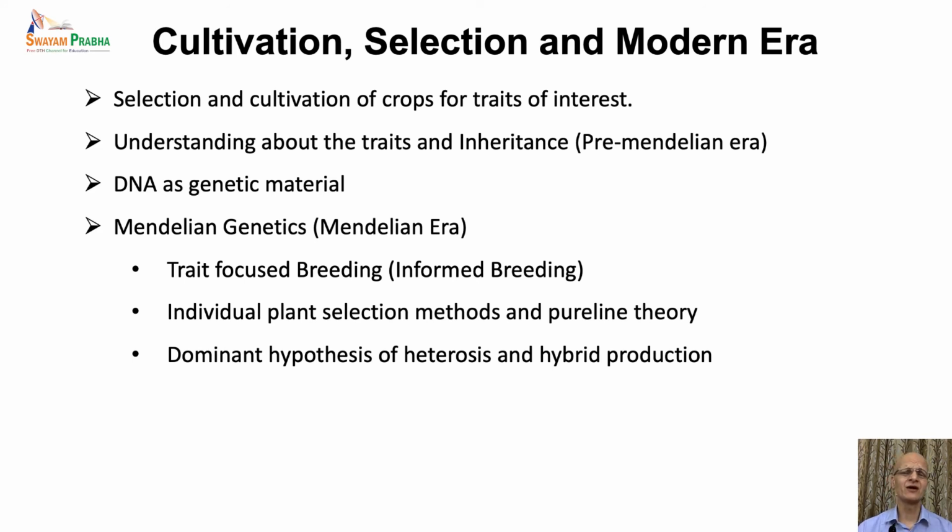Some of the major hallmark developments that resulted from the discovery of DNA as the genetic material, and Mendel's understanding of genetics, were trait-focused breeding, that is, informed or scientific breeding. It means we knew what we were doing and what kind of results were expected. Before going ahead with the planning, we knew that if we combined these two plants during breeding, this kind of result was expected. This was a huge development in our understanding.